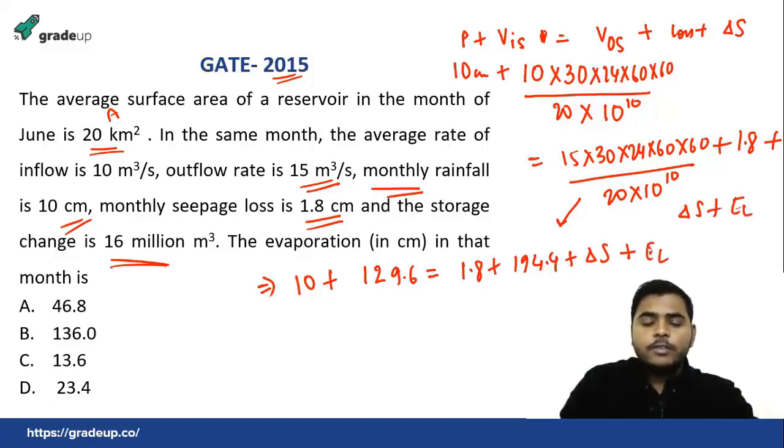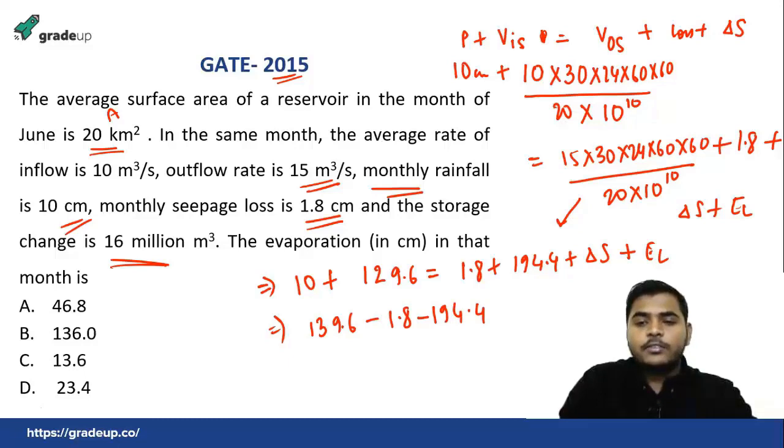Now when we solve this, we will find that if delta S we are taking positive, then EL will come negative. So we have to assume that this 16 million meter cube, you can just solve this: 129.6, this is 139.6 minus 1.8 minus 194.4. You can see here that this value is coming negative. So if delta S becomes positive here, then again it will come on the left hand side, it will become negative. So EL will be negative. So here delta S has to be taken negative.